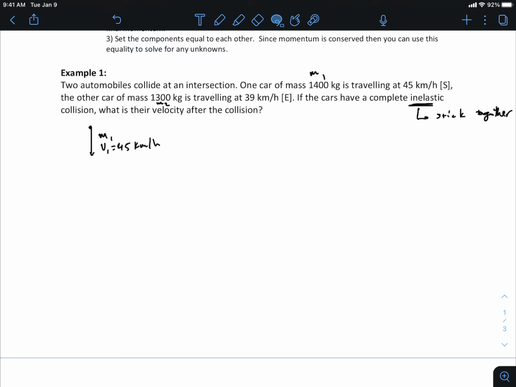So M1 is moving, and we can tell that if you draw your coordinate system, which you should always be doing, your vector here indicates that it's traveling south, so you don't need to write the south here, but you can if you'd like. Mass 1 would be 1400 kilograms. And this car collides with another car traveling directly east.